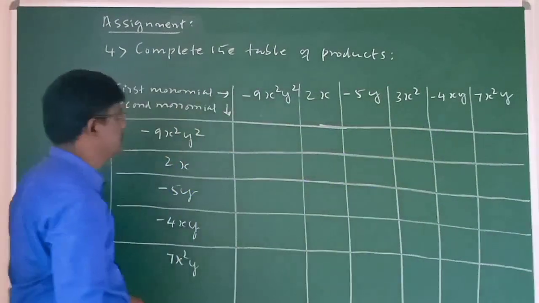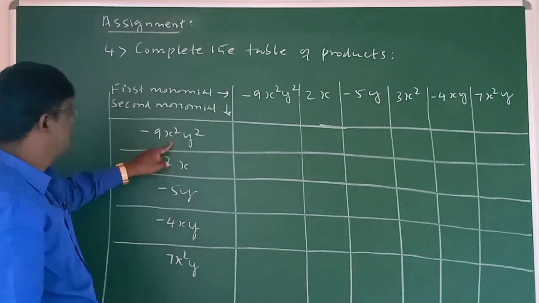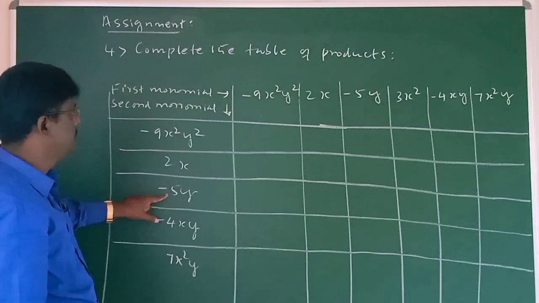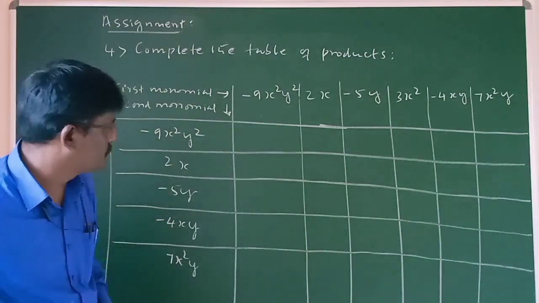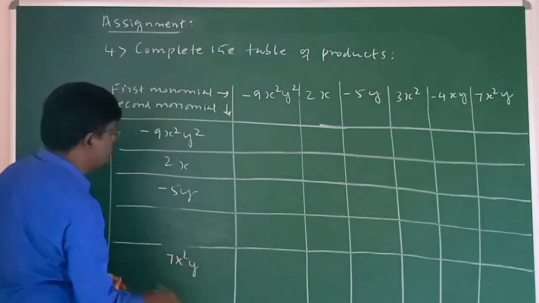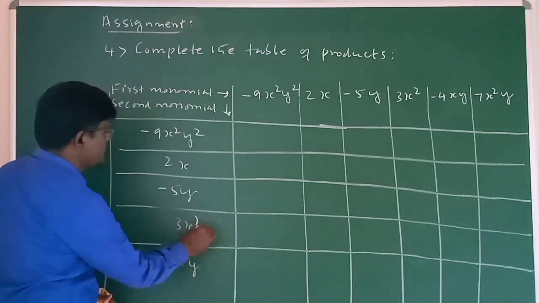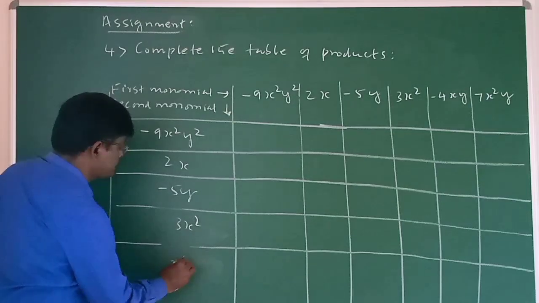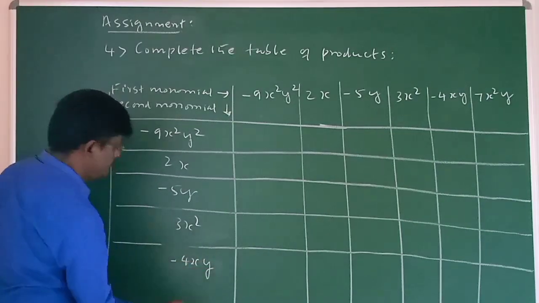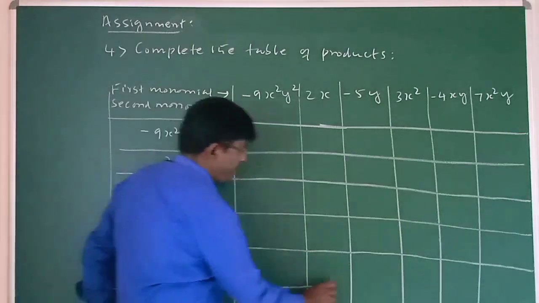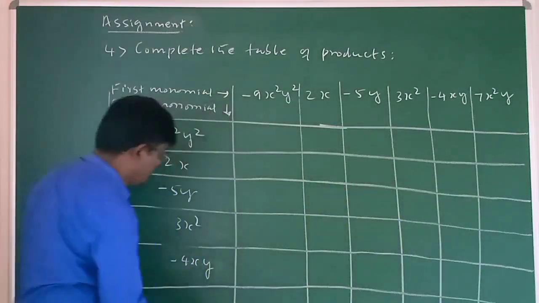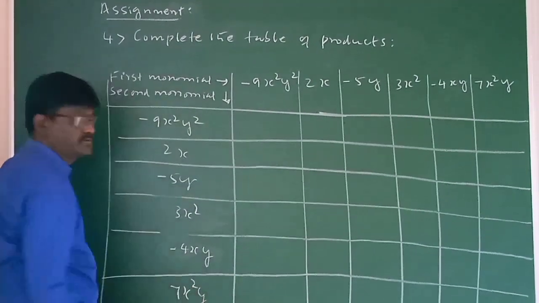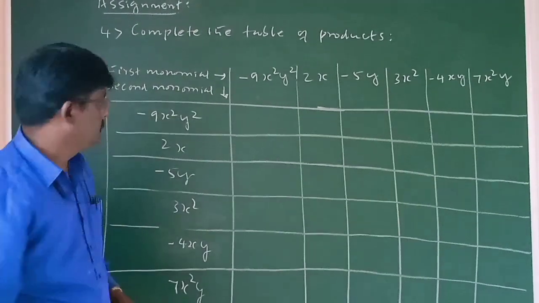Okay, which is missing there now? Minus 9x square, 2x, minus 5y, then 3x square. Okay, better we shall take after minus 5y, 3x square. Next it comes: minus 4xy, and then 7xy square, 7x square y. Just I will show you one or two.